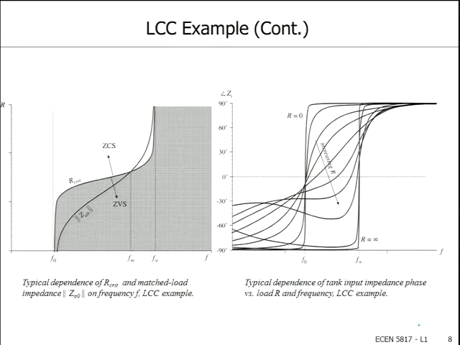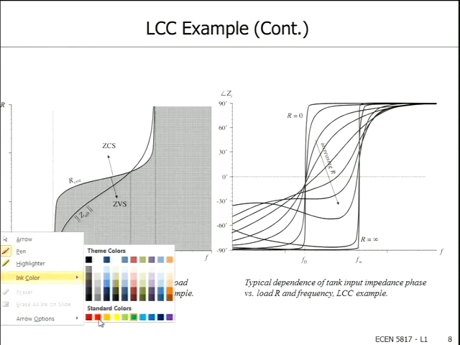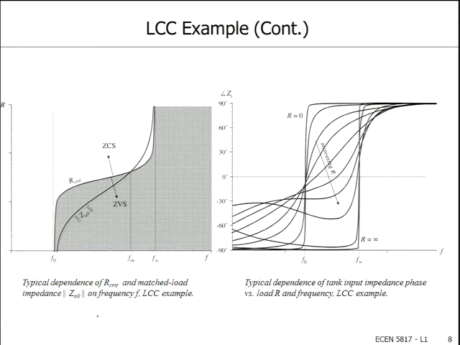This just summarizes everything we've said, which is basically that the chart on the left shows you the behavior as R changes, so here's your load resistance, whether you get ZVS or not. So for frequencies below F0, there is no region where you're going to get a ZVS. You're just going to get ZCS, because it's always capacitive. So this will always be ZCS. This is basically below F0.